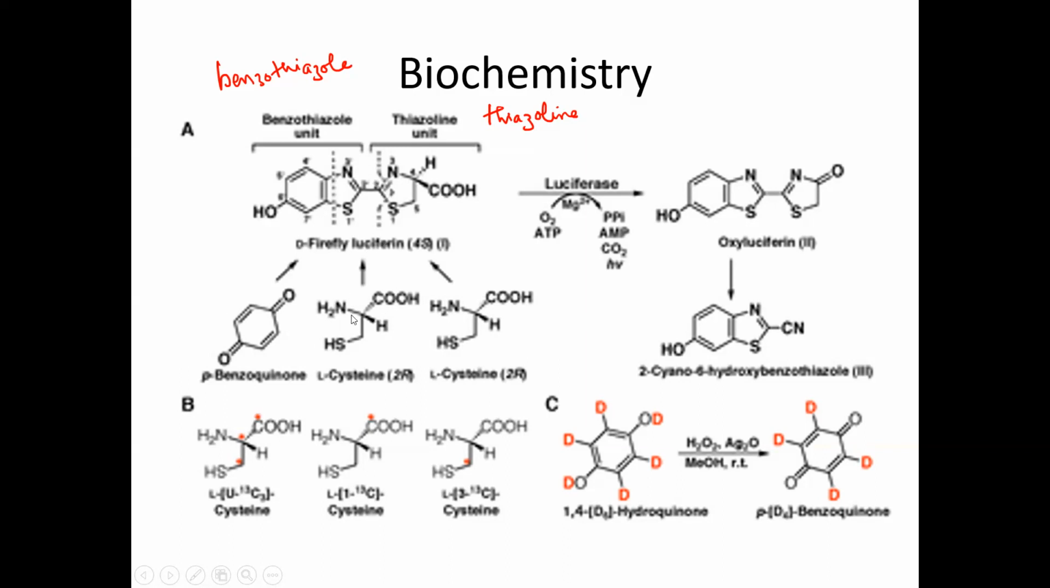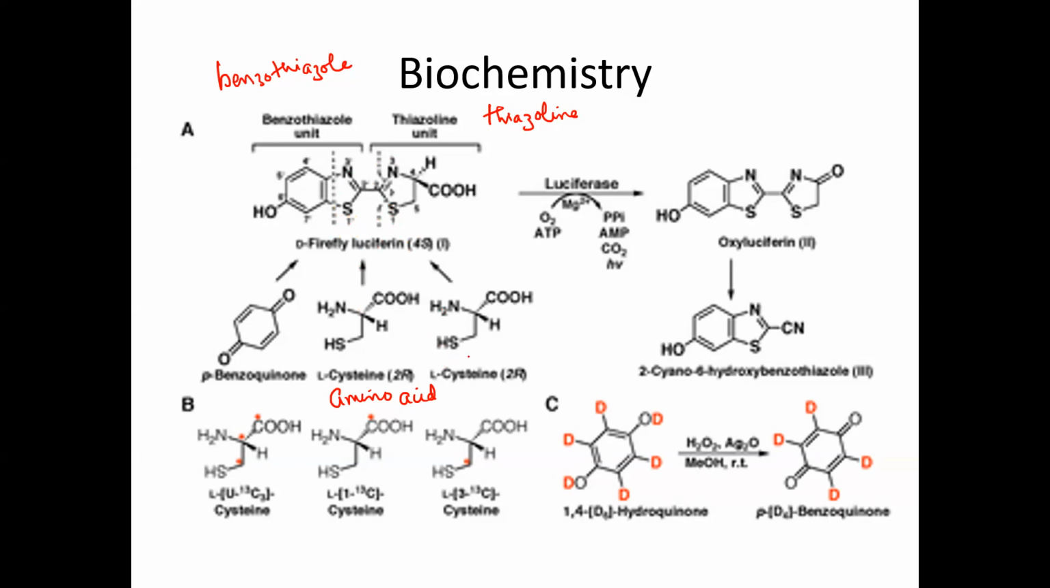The second part we can generate from cysteine. Cysteine is an amino acid that contains a thiol group. This is a CH2SH thiol group, and NH2 and COOH. It's actually an amino acid. So you can get it from two. The middle part comes from the amino acid cysteine, and this part also we can generate from the amino acid cysteine.